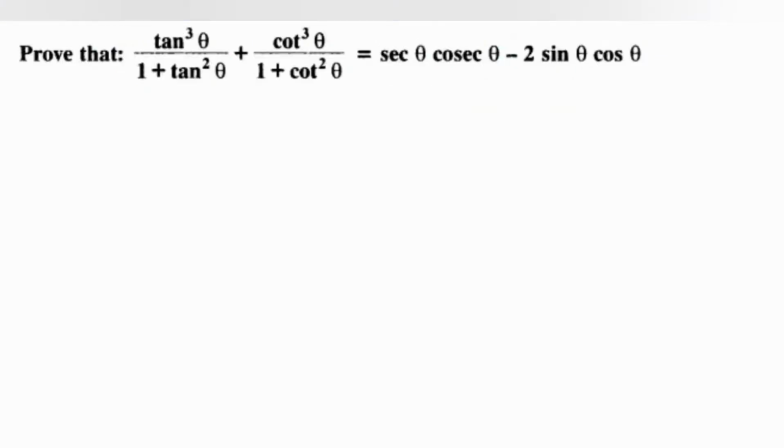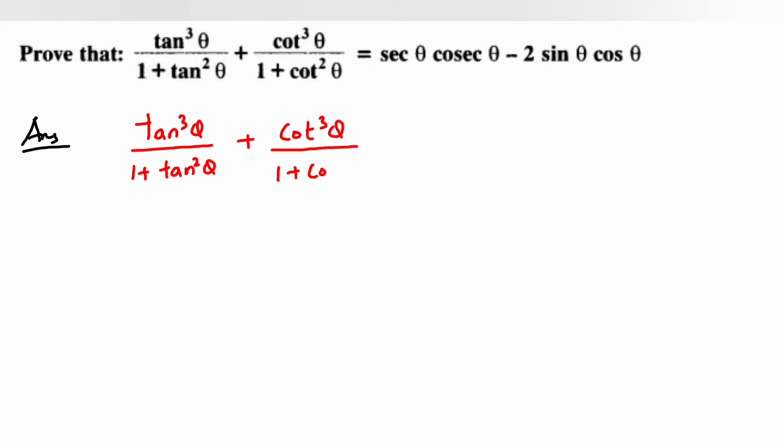You can see that they're asking us to prove that the LHS and RHS are equal. We have to show it. So we're going to consider the LHS part, and then try to show that it's equal to the RHS. Let's start. In the LHS we have tan cube theta upon 1 plus tan square theta, plus cot cube theta upon 1 plus cot square theta. We can directly apply the identity here: 1 plus tan square theta is secant square.